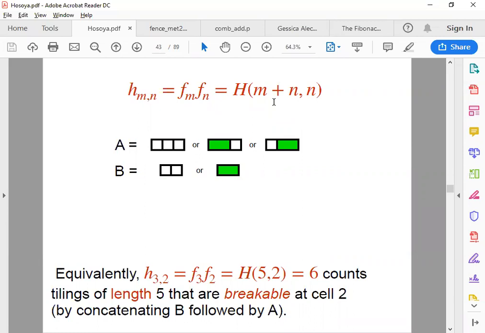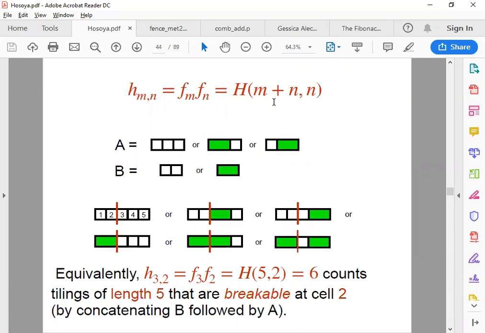Here is another way to think of these Hosoya numbers. These are how many tilings of length 5 are breakable at cell 2. There are 6 such tilings, and here they are. Any questions on that? And so that's the way to visualize the Hosoya numbers.